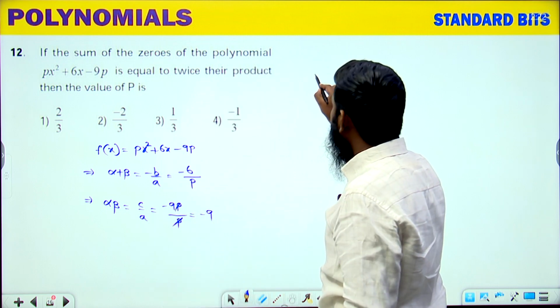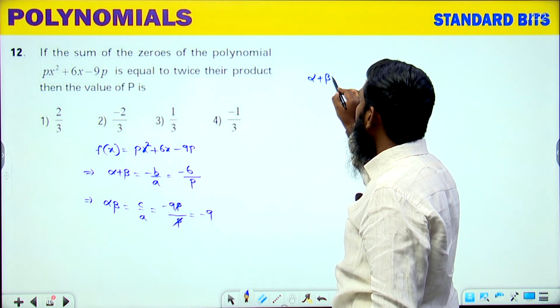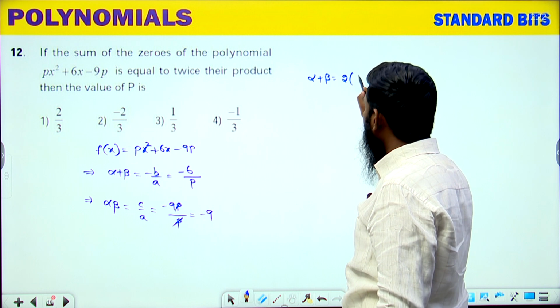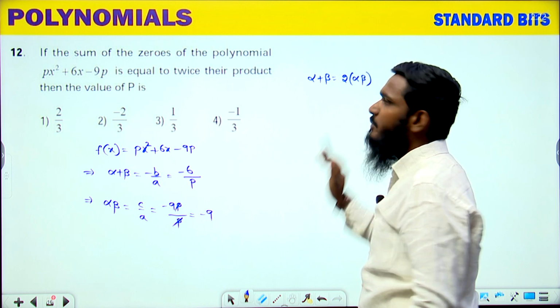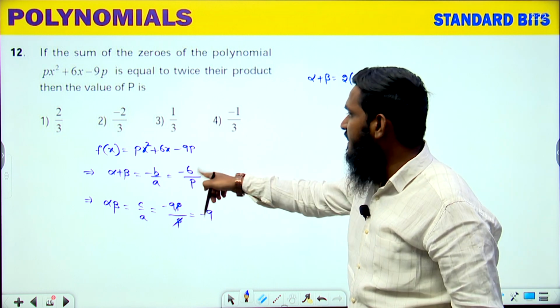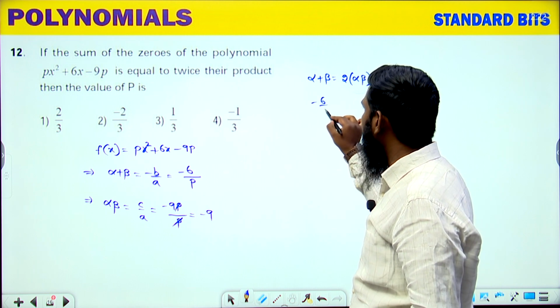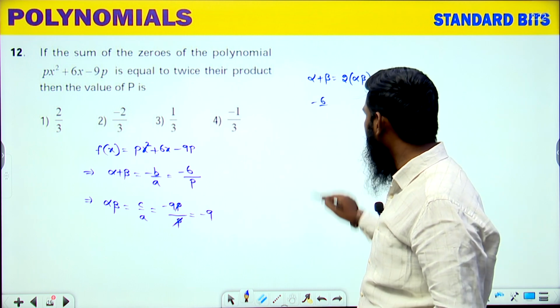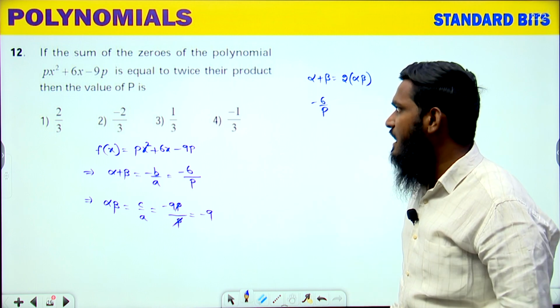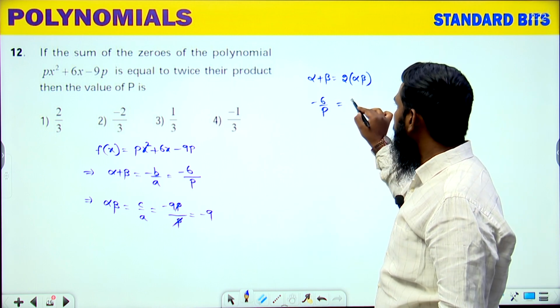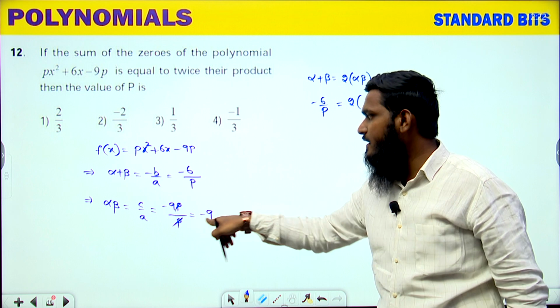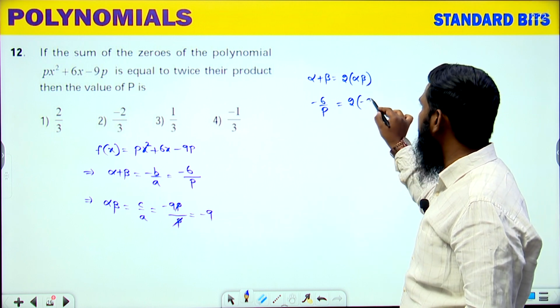Let us see this part. Sum of the zeros, alpha plus beta, is equal to twice their product, meaning 2 into alpha beta. Like this we are having. So what is the alpha plus beta value we are having? Minus 6 by 9. Sorry, minus 6 by p. Minus 6 by p we are having. Now it is equal to 2, we have written as it is. What is alpha into beta? We are having minus 9. So let us write minus 9 over here.